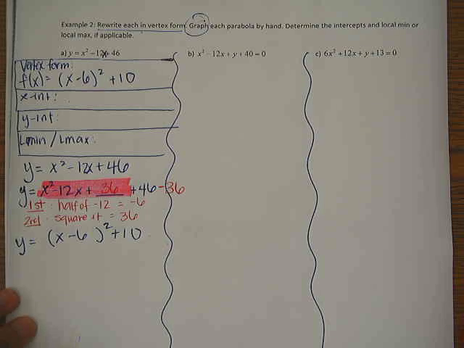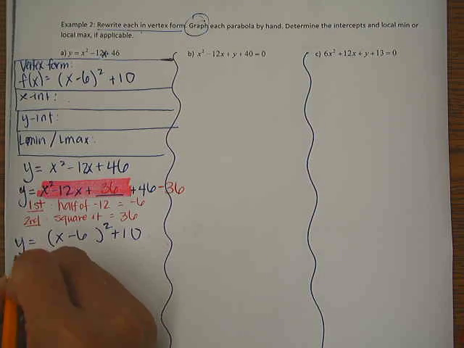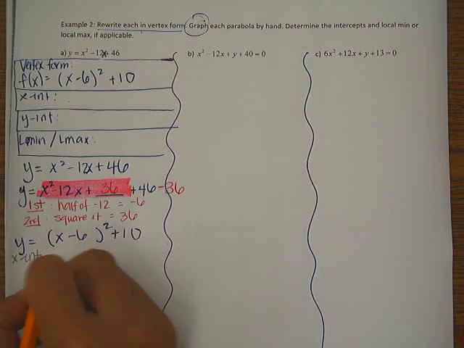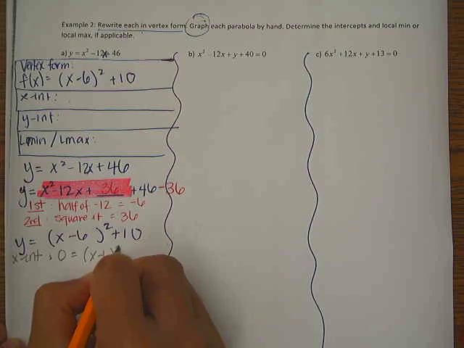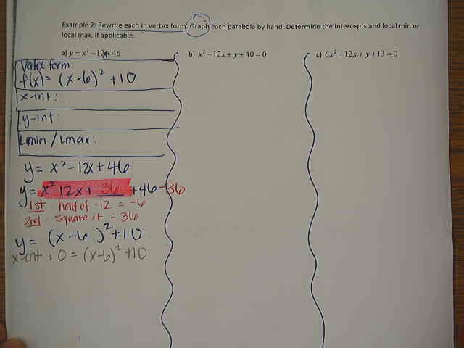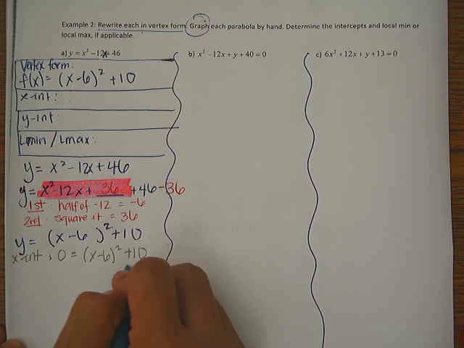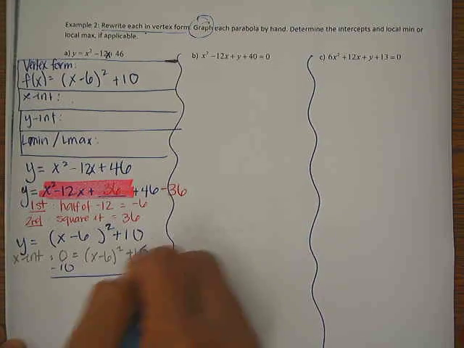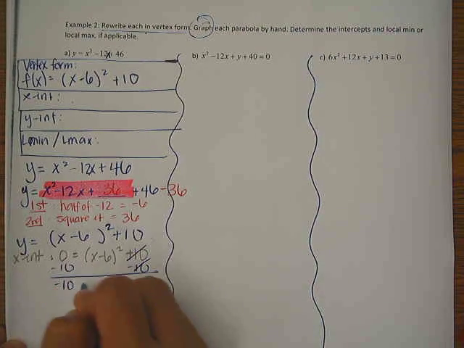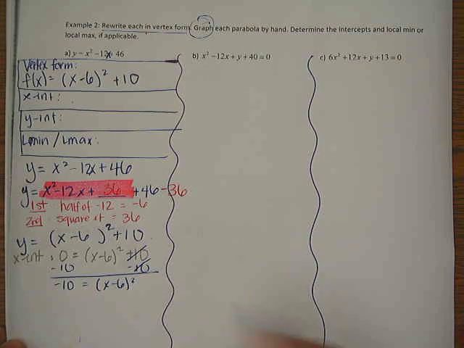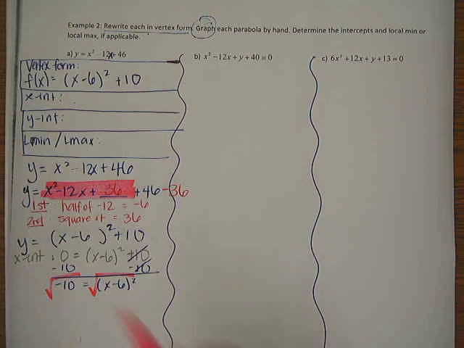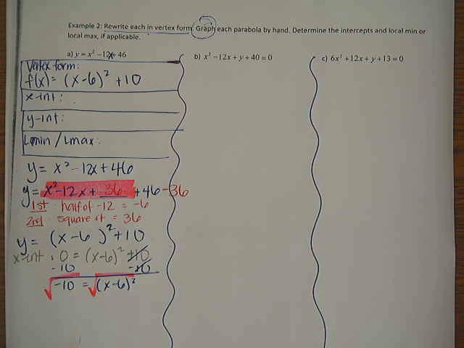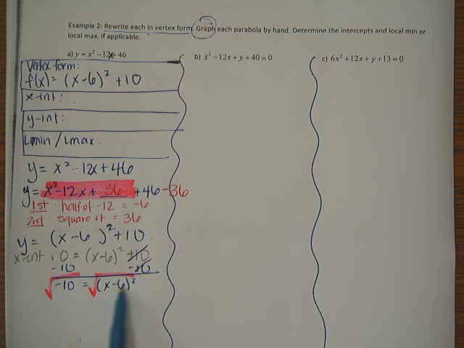Now let's look for the x-intercept. The x-intercept is when y is 0. So 0 equals x minus 6 squared plus 10. Then you would have to solve for x by first subtracting 10 from both sides. So 0 minus 10 is negative 10 equals x minus 6 squared. I'm going to root both sides, take the square root. When I take the square root, this side is okay. But can I take a square root of a negative number?